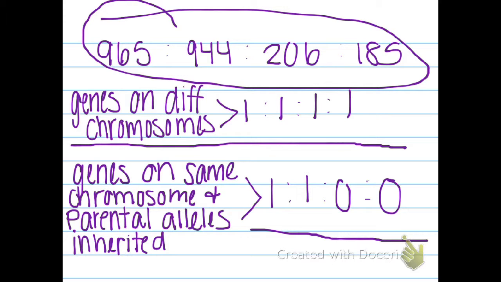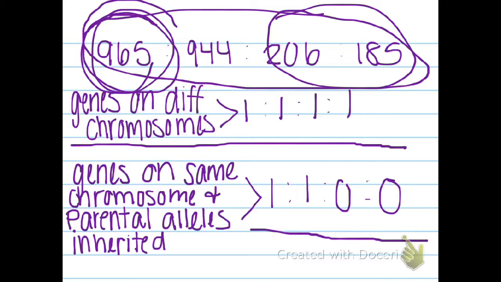Since most offspring had a parental phenotype, which means 965 of them did, Morgan concluded that genes for body color and wing size are genetically linked on the same chromosome. However, the production of a relatively small number of offspring with non-parental phenotypes, which are these over here, indicated that some mechanism occasionally breaks the linkage between specific alleles of genes on the same chromosome.